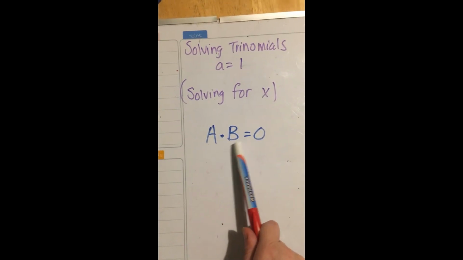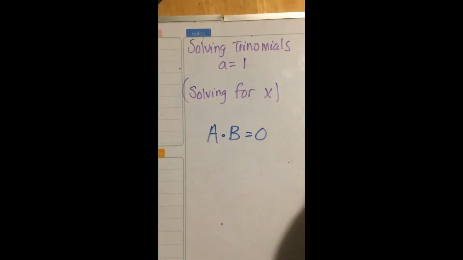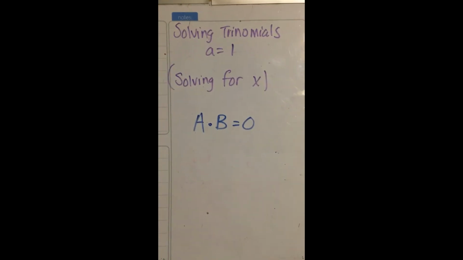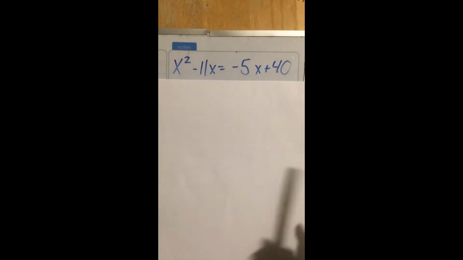So in order for a times b to equal 0, a is either going to have to equal 0 or b is going to have to equal 0. Alright, so let's see how this works. Let's see this in action.